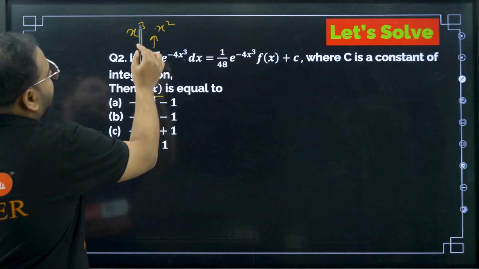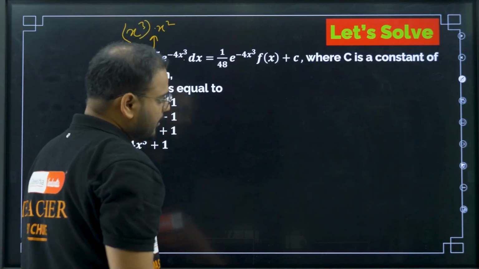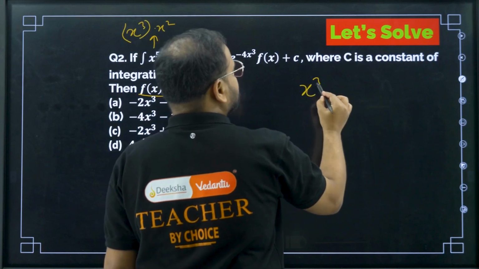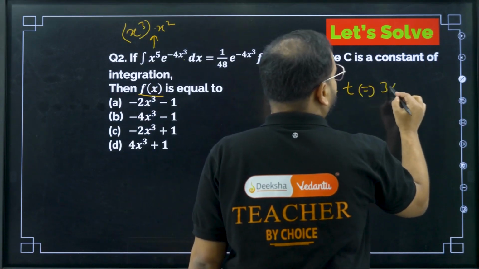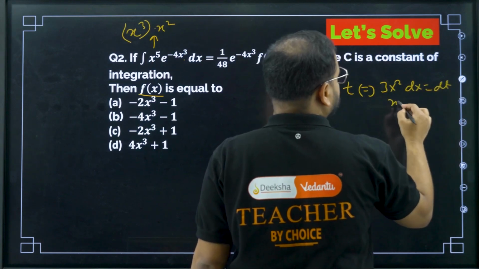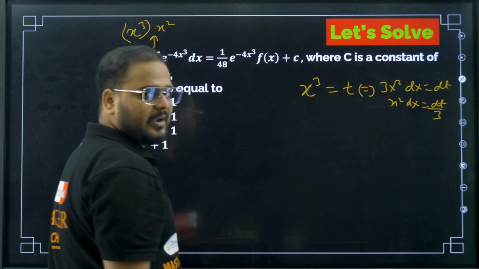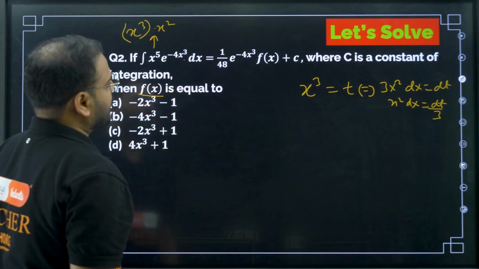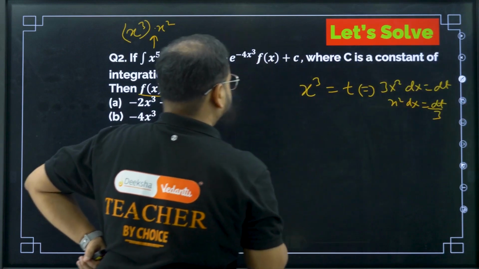We know that x cube differentiation will come in terms of x square only. So let's take the substitution right now. We take a substitution of x cube as t. I get 3x square dx equals simply dt. So x square dx is equal to dt by 3. Now use the substitution and write this integration.